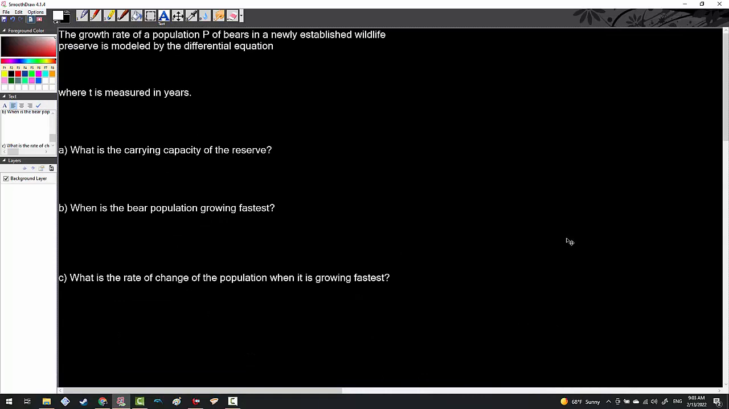So in your prep books, there's a problem that deals with bear population here. It says the growth rate of a population of bears in a newly established wildlife preserve is modeled by the differential equation. I'll go and write this down. That way you guys can all see it. Look, it's dP over dt equals 0.8P parentheses 1 minus P over 100, where t is measured in years. Okay, so this is the differential equation that's going to integrate into our logistic function. Should be logistic growth. We see the exponential growth with the weirdness on the other side.